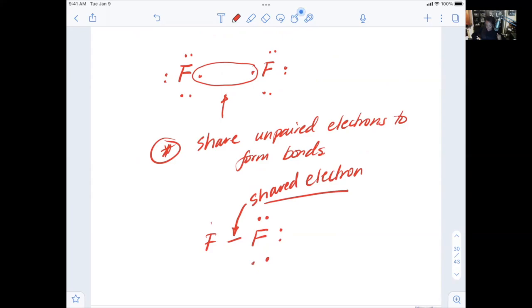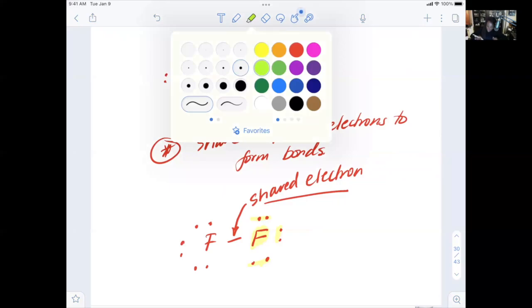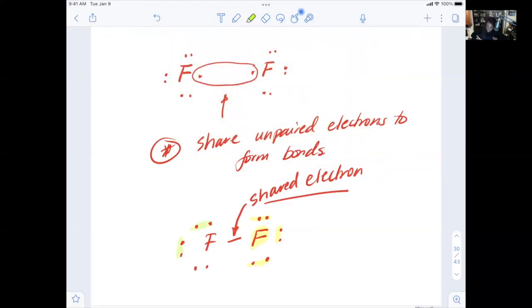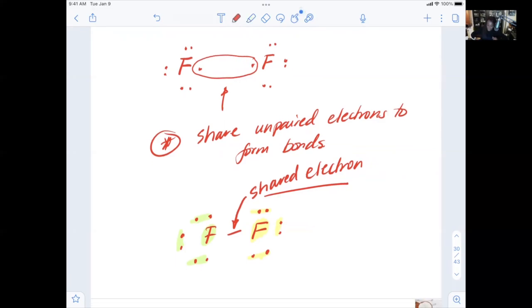These lone pair electrons only belong to the individual element they came from originally. To illustrate that, these three sets of lone pair electrons only belong to the fluorine on the right. The fluorine on the left does not have access to them. And then using a different color, these lone pair electrons belong to the fluorine on the left. The fluorine on the left does not share those three sets of lone pair electrons with the one on the right. That's why they're called lone, because they only have one fluorine element's name on them.